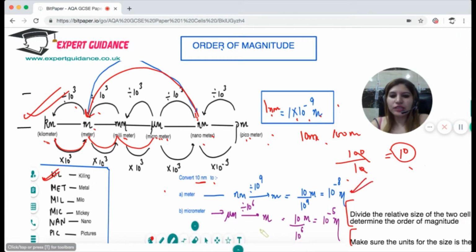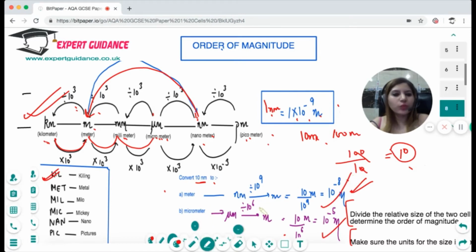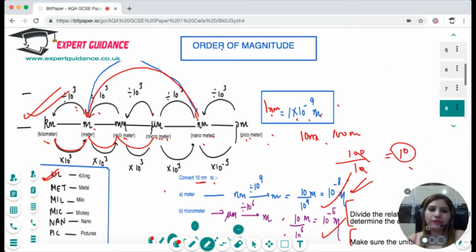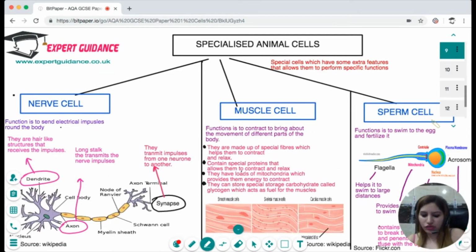And micrometers to meters, so micrometers to meters is 1, 2, 2 bumps, so it means divide by 10 to the power 6. So that gives the answer 10 power minus 5 meters. So it's very important you know how you need to convert. Make sure both the units are the same and then divide the two. Okay. Now, the next thing we need to do is, what are the specialized animal cells?